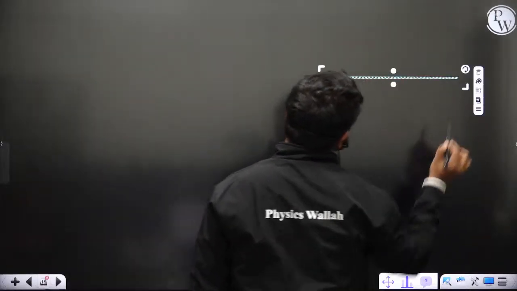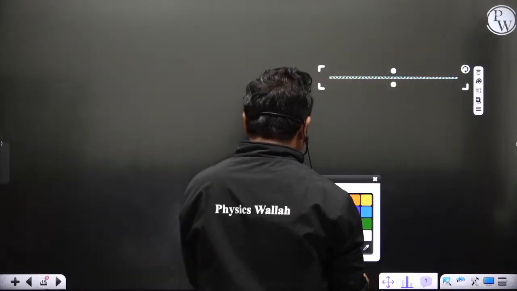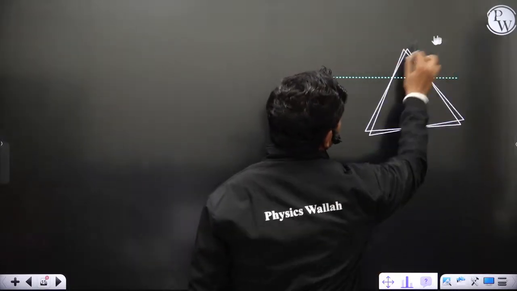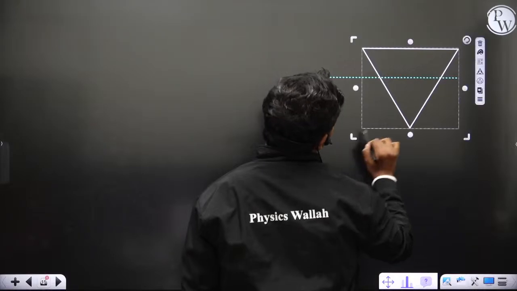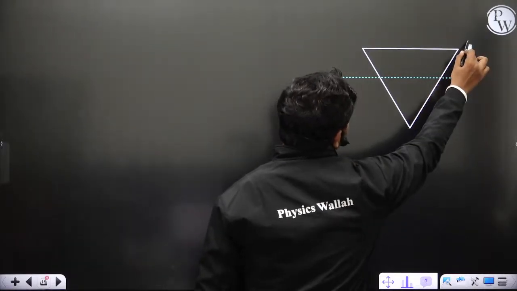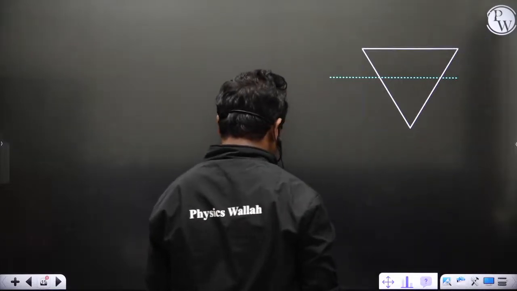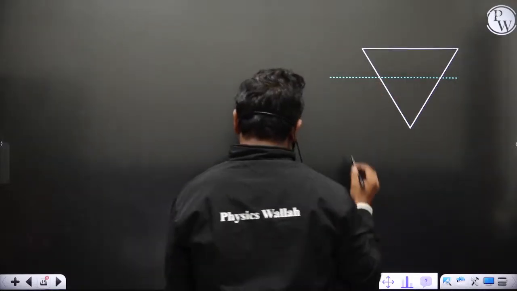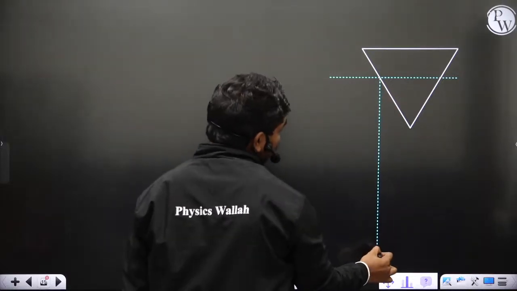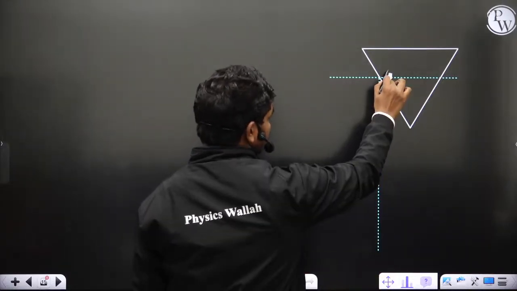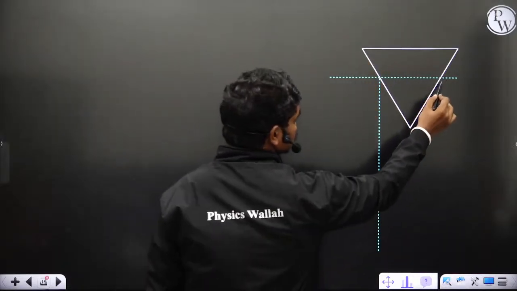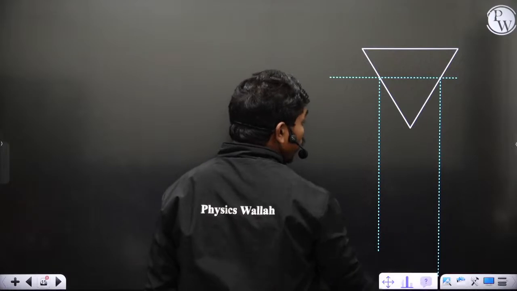Let us suppose this is your water surface, and you have, for example, a floating cone, something like this. Whenever you have a floating cone, you should always take the cross section at this point and not from this point. You should always take the cross section at the water line.